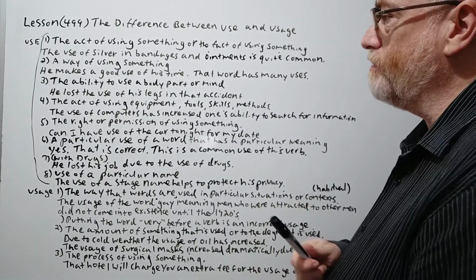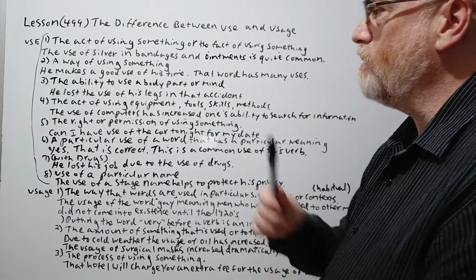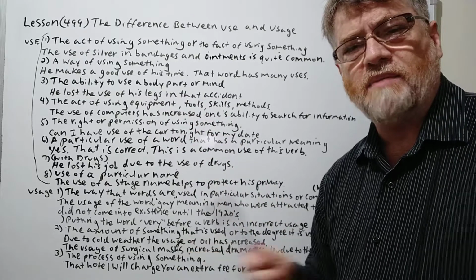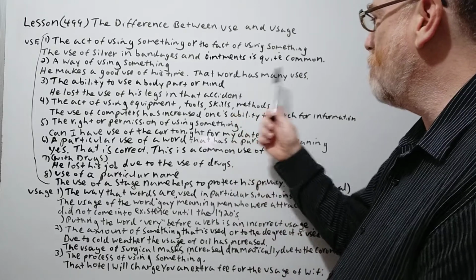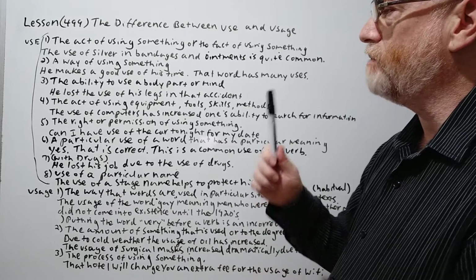All right, let's continue. A way of using something. If we're saying a way of using something, we'll probably also use use. He makes a good use of his time. Yeah, we wouldn't say he makes a good usage of his time. That would sound really weird. Or, that word has many uses. Okay, good. All right, let's look at number 3.